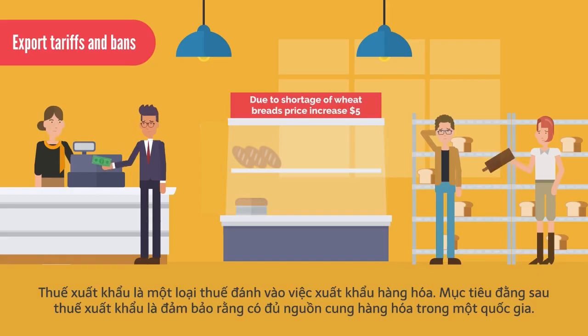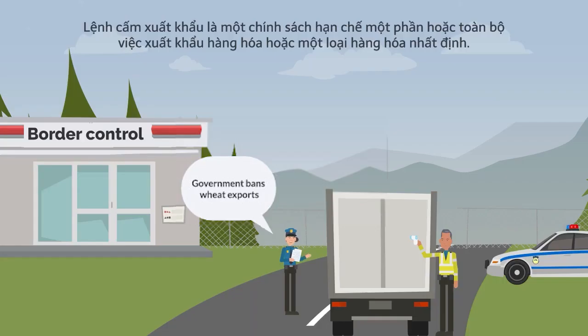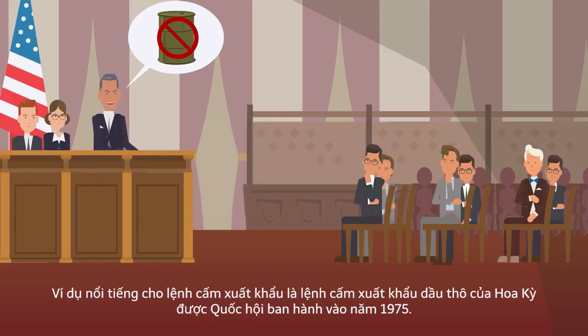Next is export tariffs and bans. An export tariff is a tax placed on the export of a good. The goal of an export tariff is to ensure that there is sufficient supply of a good within the country. An export ban is a policy that partially or entirely restricts the export of a good. One well-known example was the ban of export of US crude oil production that was enacted by Congress in 1975.